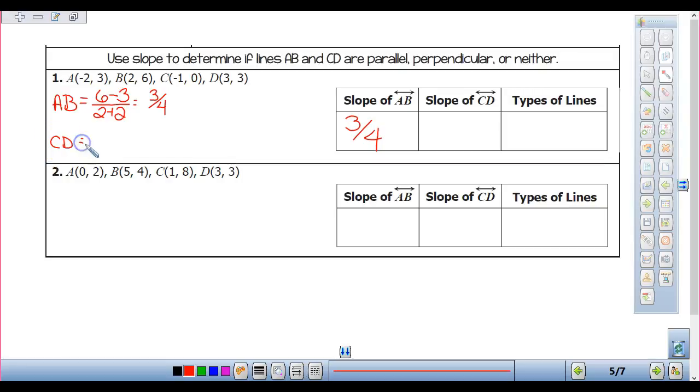CD, y2, 3 minus 0 over 3 plus 1, so the slope of CD is 3/4. What kind of lines do I have? Parallel.